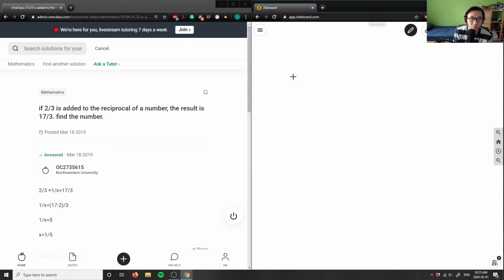Okay, number 9 says that if 2/3 is added to a reciprocal of a number, the result is 17/3. Find the number. So if 2/3 is added to a reciprocal of a number, the result is 17/3. So it equals 17/3. Find the number.